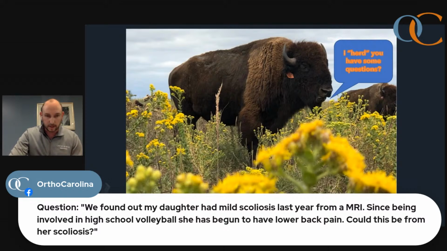Question: We found out my daughter had mild scoliosis last year from an MRI. Since being involved in high school volleyball, she has begun to have lower back pain. So could this be from her scoliosis? Great question.